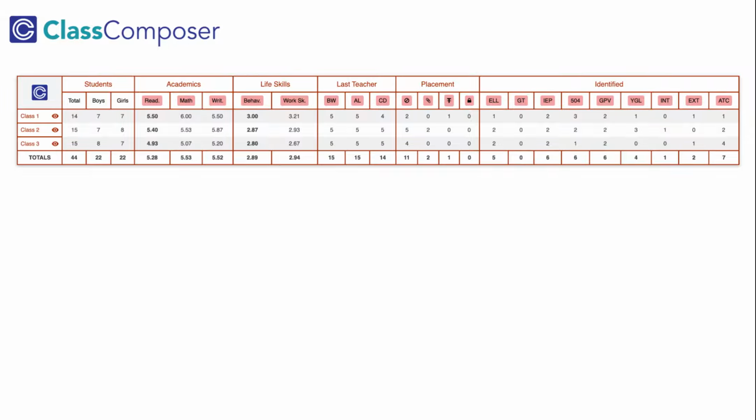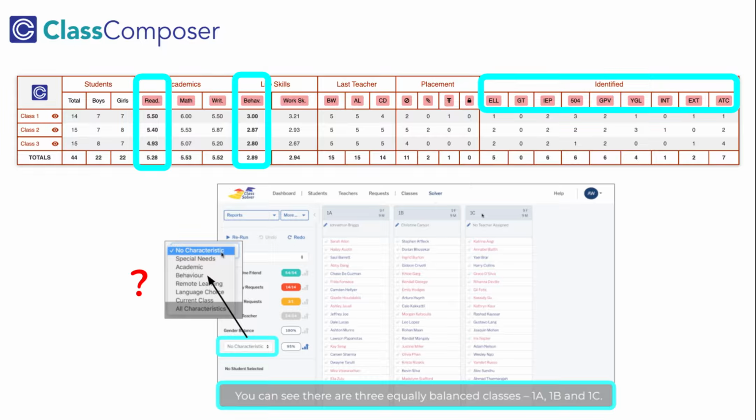With Class Composer's data table, it's easy to view averages and totals of key data, including identifiers between classes. In Class Solver's main display, there are no averages shown and very limited totals, making it difficult to compare the balance among classes, especially for academic performance and behavior ratings.